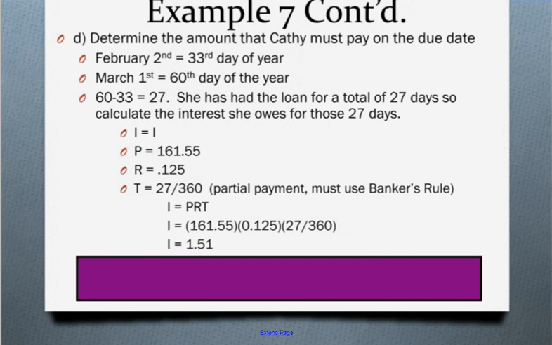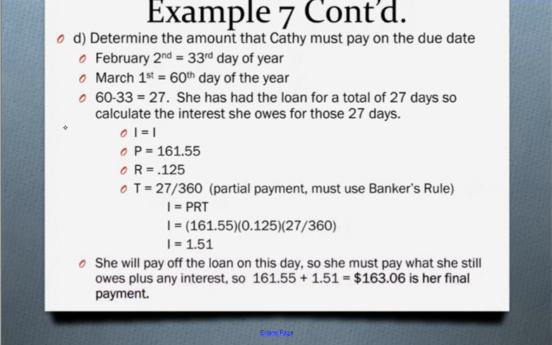All right, so she owes $1.51 in interest, and so that means that if she wants to pay everything off, she's going to take the $161 she still owes. She's going to take the $1.51 that she's paying in interest, and her final payment is going to be $163.06.